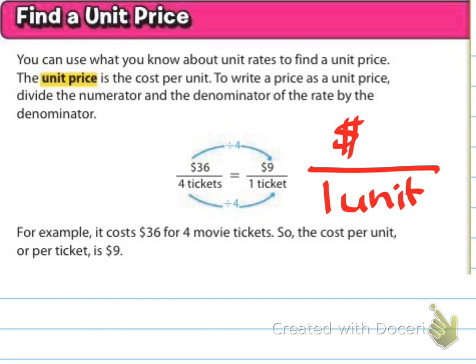So in their example here, it says that you bought 4 tickets for $36. How much is it per ticket? So you need to ask your friends to give you the money, and you need to know how much per ticket to ask them for. You would divide by the 4 tickets and find out that it's $9 for 1 ticket.